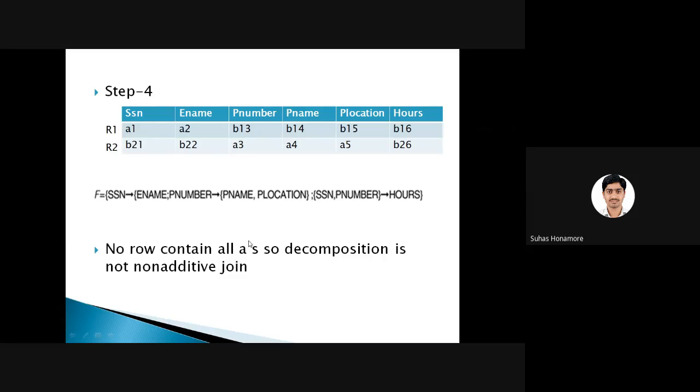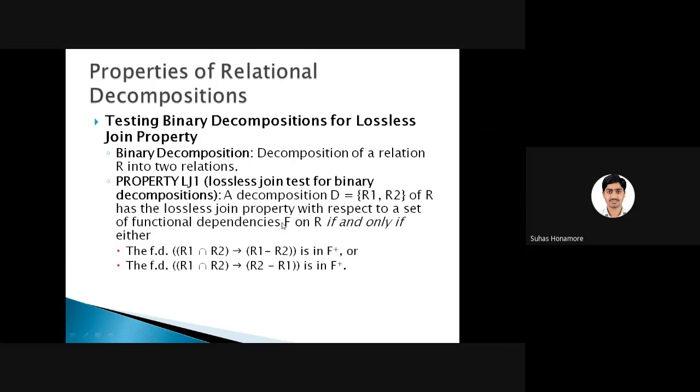So we can conclude that the non-additive join property is not there. This means whatever decomposition we did is a lossy decomposition, so somewhere data will be lost, or we can produce unwanted spurious tuples. The next property we will see in the next class.